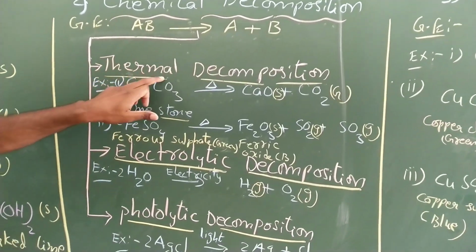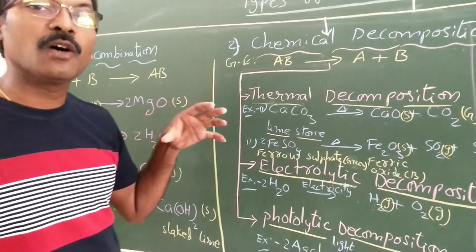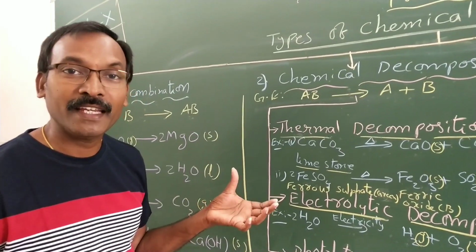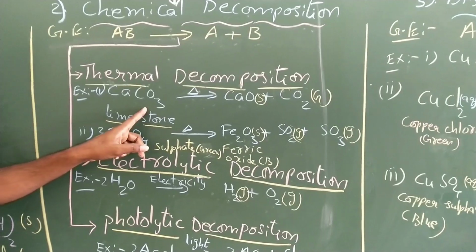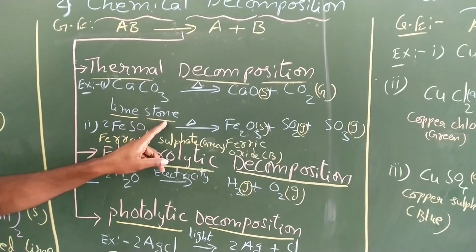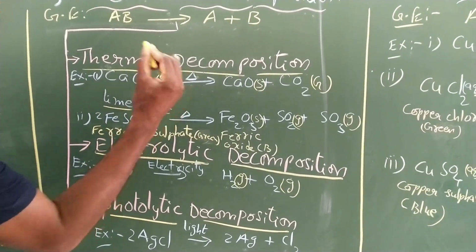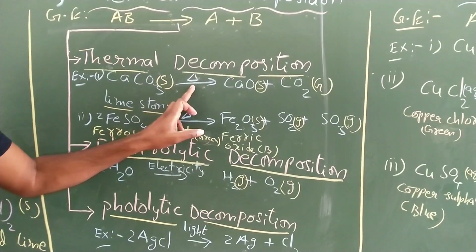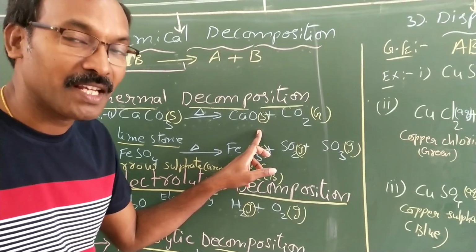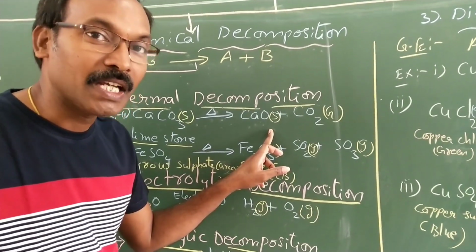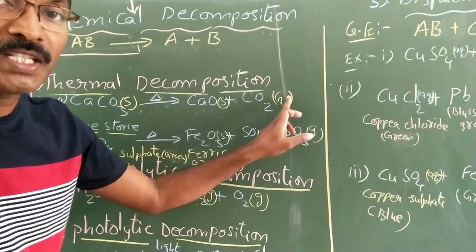All the decomposition reactions must be in accordance with this general equation. So the first one is thermal decomposition. Thermal is nothing but heat. By heating, if any compound breaks down into simpler substances, then that is thermal decomposition. The best example is calcium carbonate, whose common name is limestone. It is in the solid state. When you heat calcium carbonate, it gives you calcium oxide, common name quicklime, as we learned in the previous activity, plus carbon dioxide gas is produced.